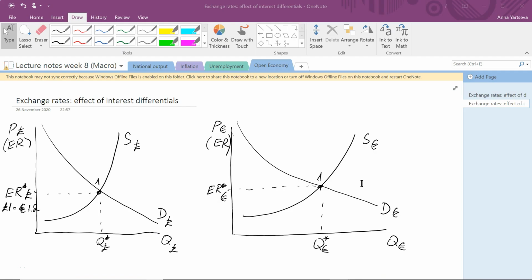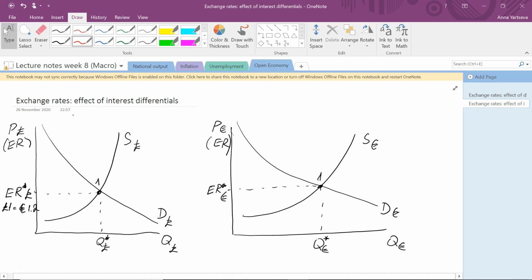Let's illustrate this on a graph. As previously, I have drawn two graphs here. This is the market for pounds, demand and supply for pounds, with the original equilibrium, which determines the original exchange rate of the pound against the European currency. For example, currently 1 pound can purchase 1.2 euros. And on this diagram, we have a similar demand and supply for euros and the equilibrium exchange rate of the euro. Now imagine that we introduce an interest rate differential.